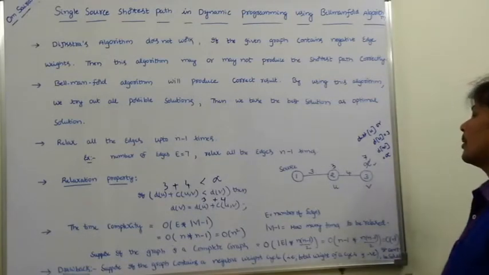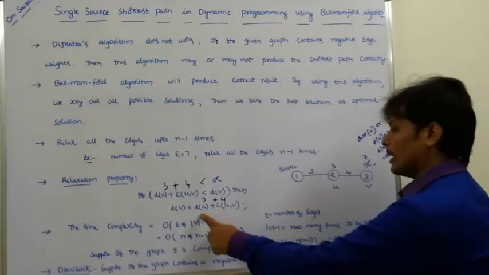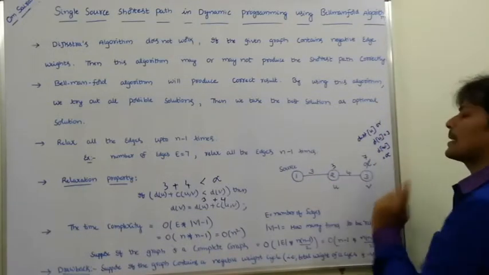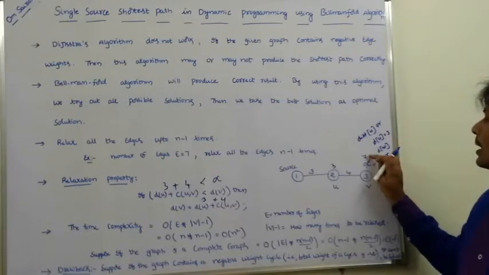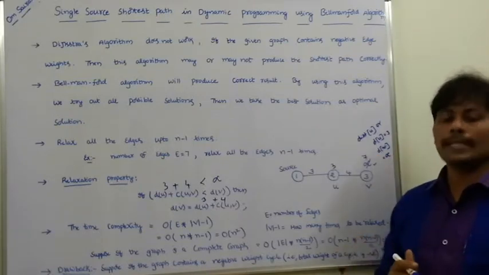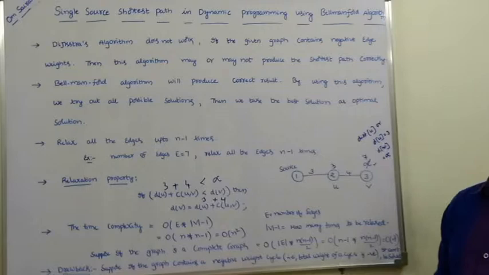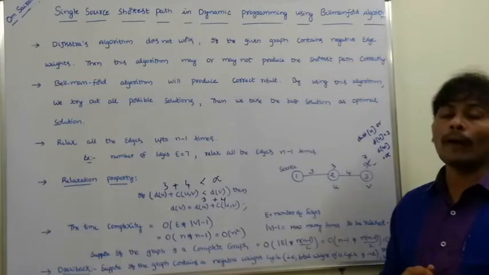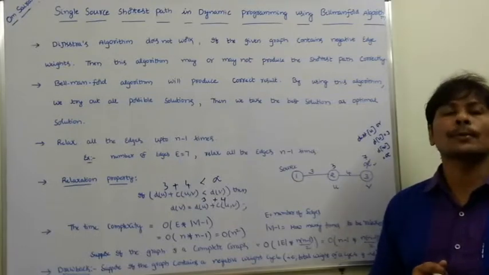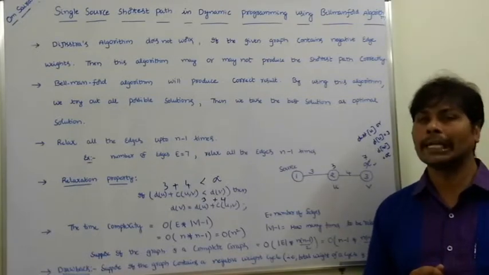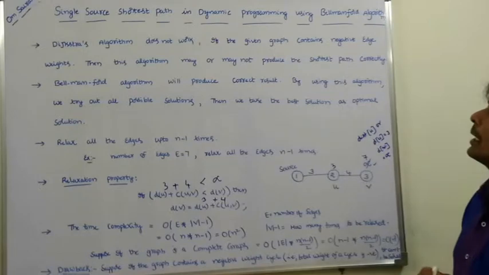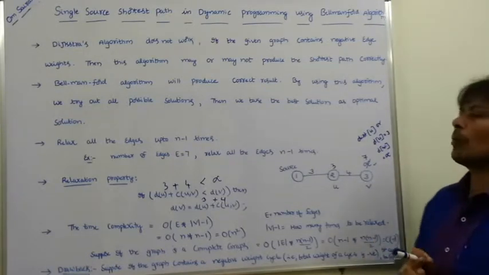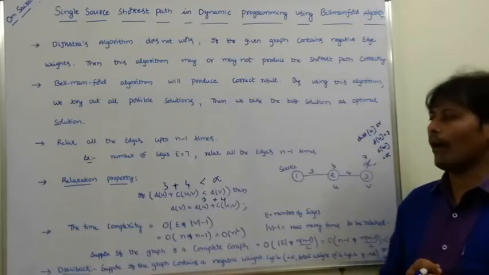d of v is equal to d of u plus c of u comma v. So 3 plus 4, that is 7. So then infinity can be replaced by 7. So this is the relaxation property. This relaxation property is already used in single source shortest path problem in greedy method. So the same property can also be used in single source shortest path problem in dynamic programming.